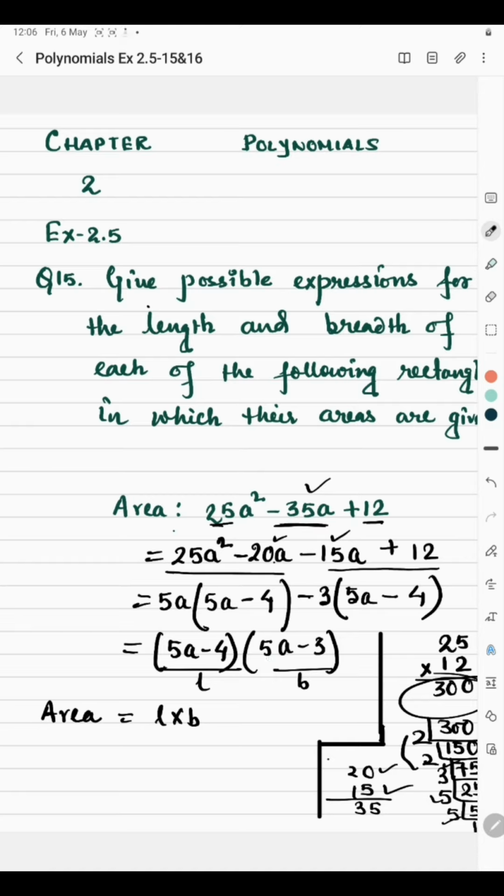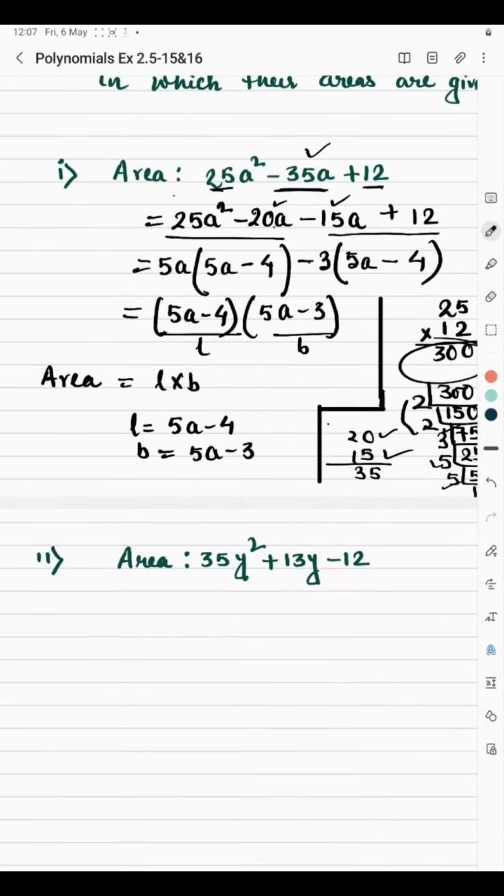the length of this will be 5a minus 4 and breadth will be 5a minus 3. Okay, now moving on to the second part. Now in the second part, area is given as 35y square plus 13y minus 12. So we have to factorize this to get length and breadth.